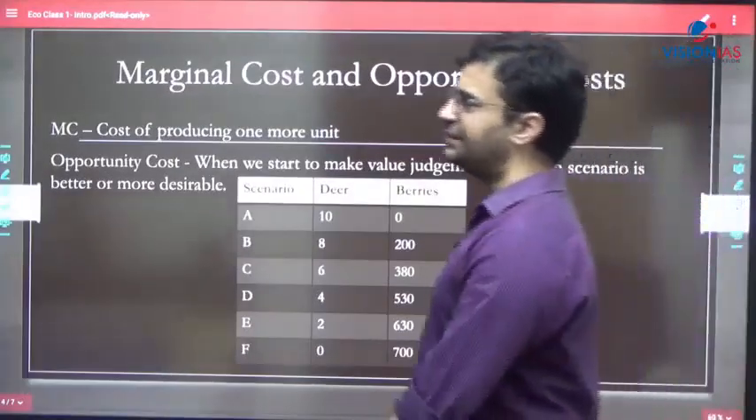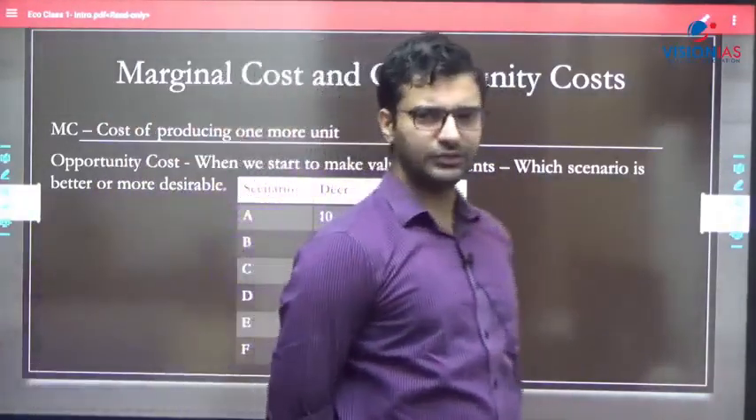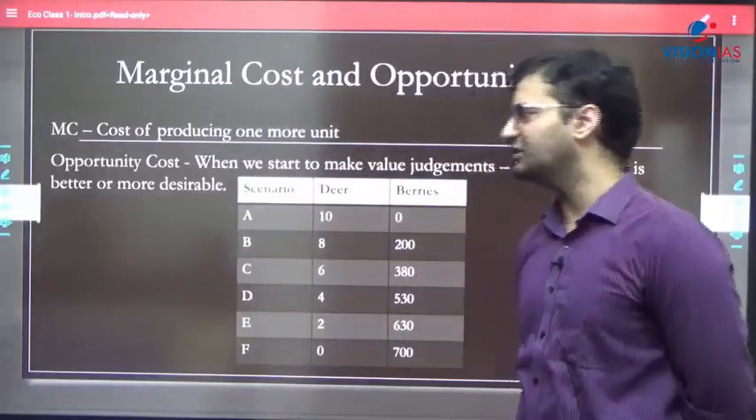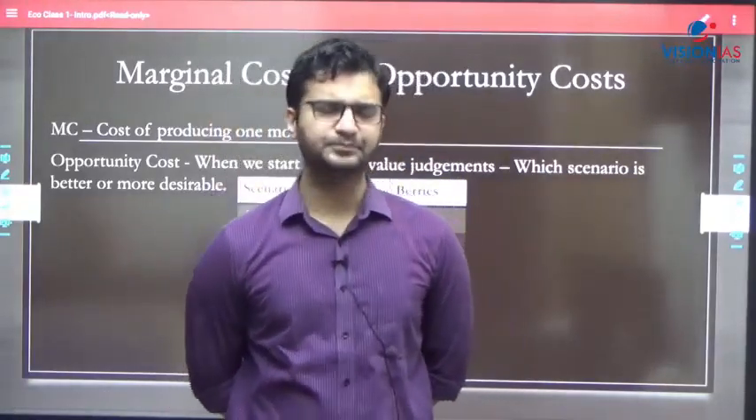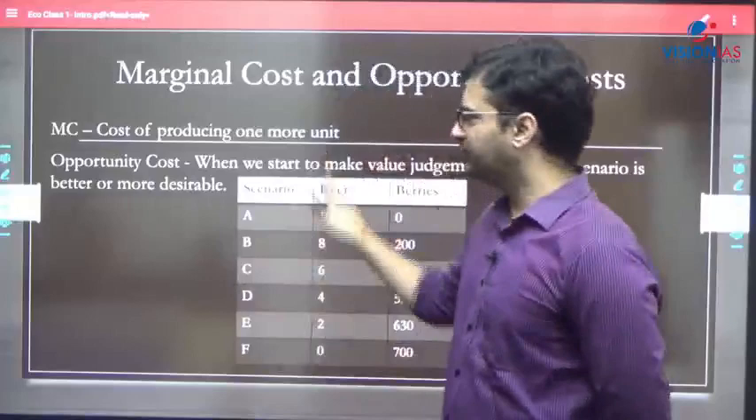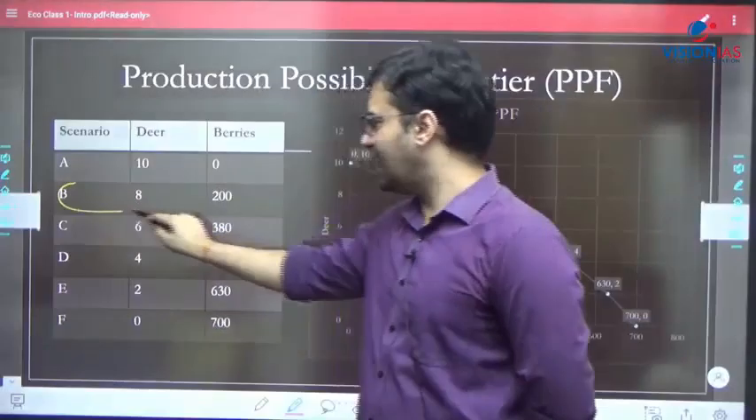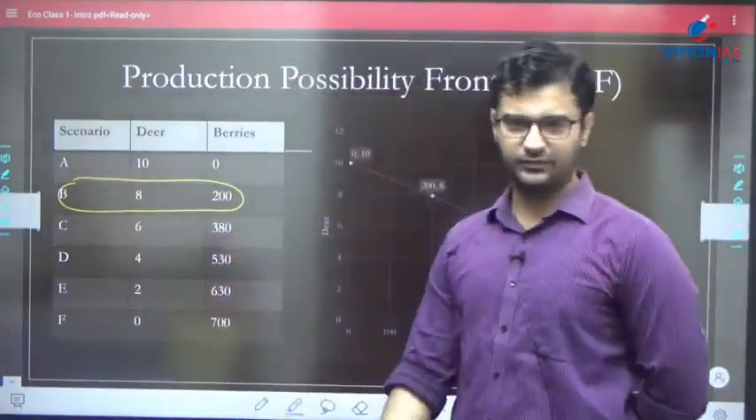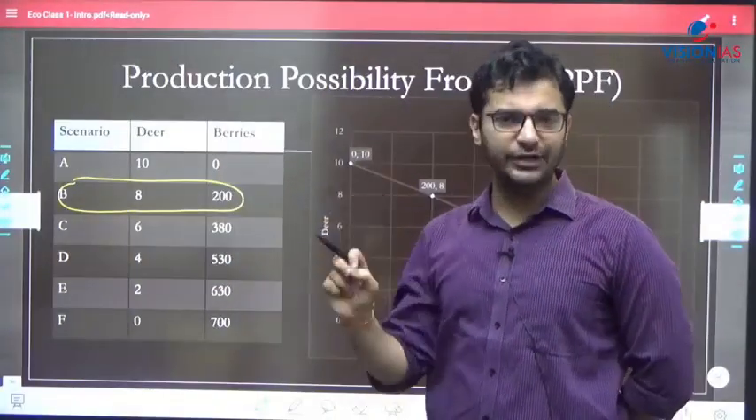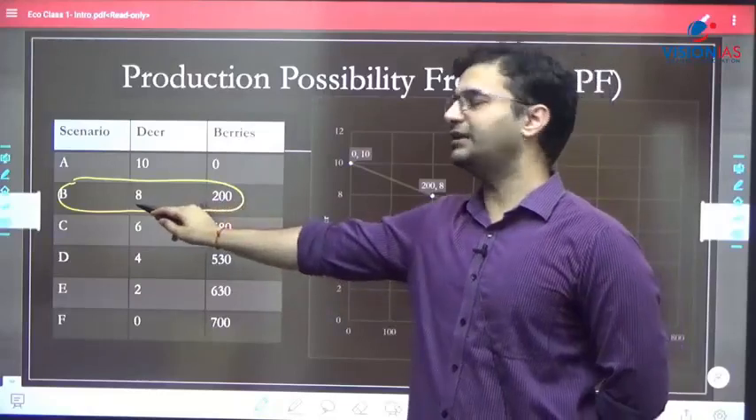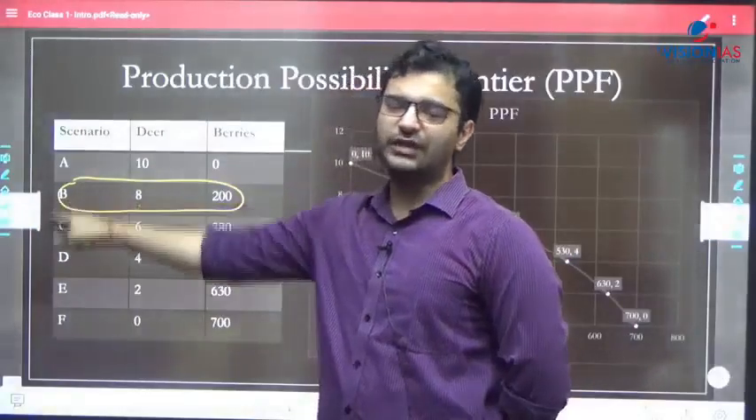The next concept is the concept of marginal cost and opportunity cost. This concept flows from the concept of production possibility curve. What is marginal? What is opportunity? Let me explain. When you choose scenario B out of these 6 scenarios, the choice of using the limited resource of time is scenario B, in which you hunt 8 deer and you gather 200 berries.